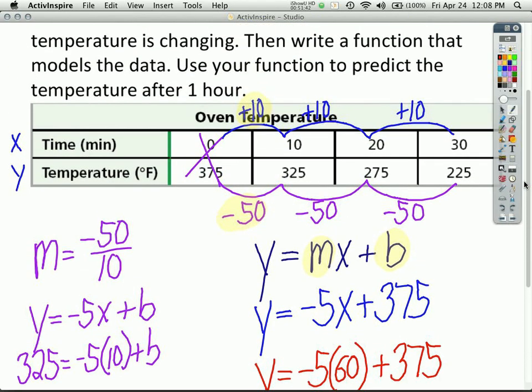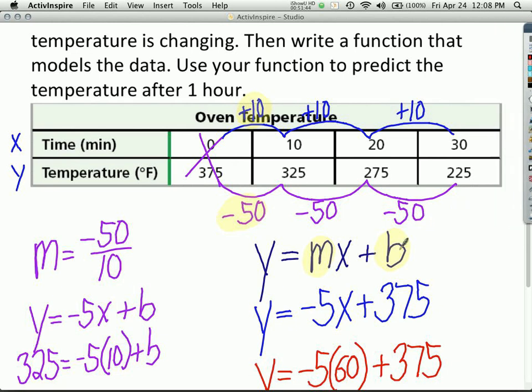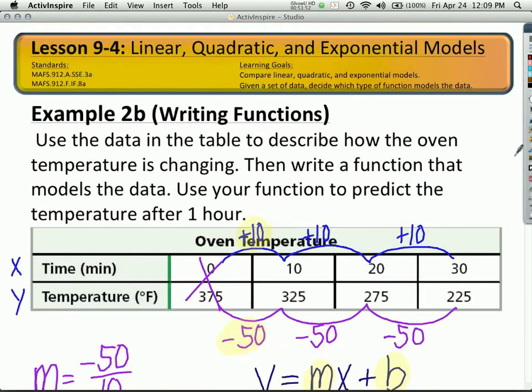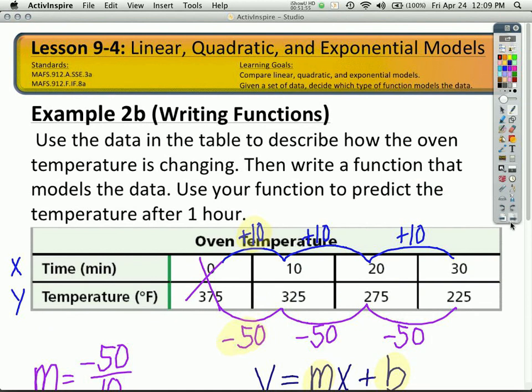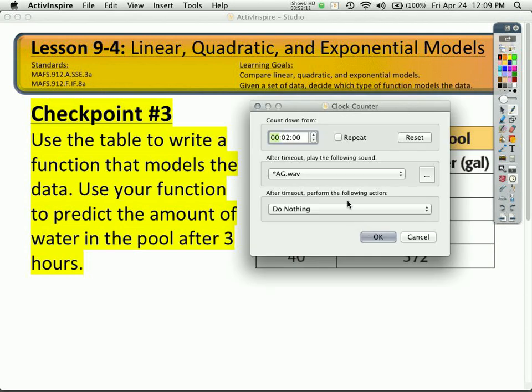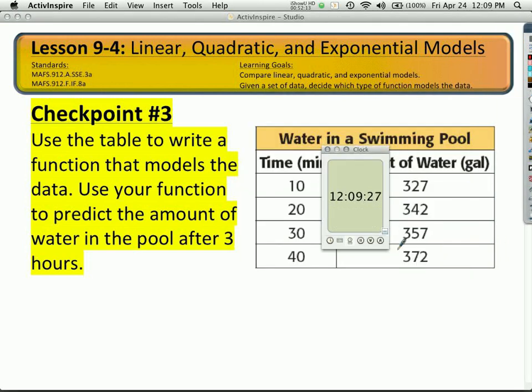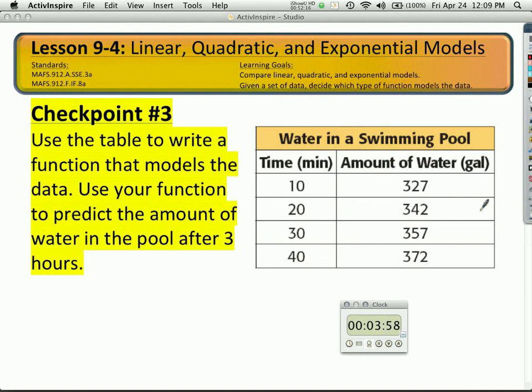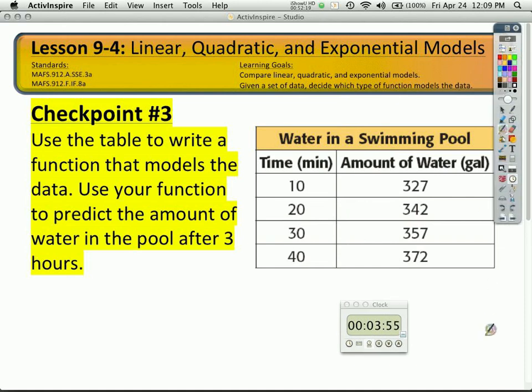So again, we analyzed, figured out which model will work, wrote the model specific for this scenario, and then used it. Any questions? So now no questions? Now the moment of truth. This is where we started, and this is where we're going to end. Write a function to model this, and then use it to predict how much water will be in the pool after 3 hours. So you've got 4 minutes on the clock. Any concerns or questions or guidance you need, please let me know and I will come around.